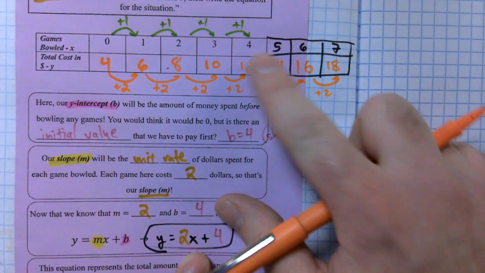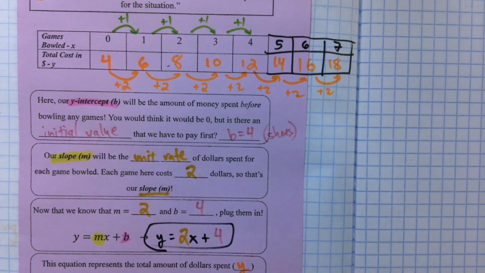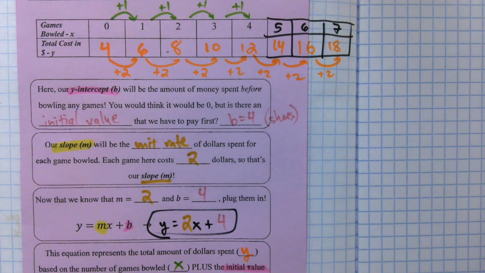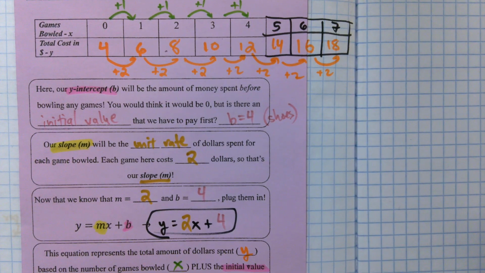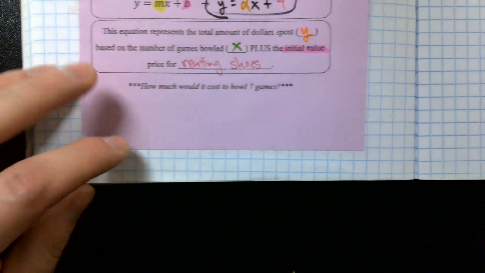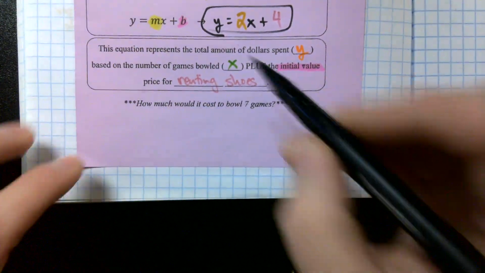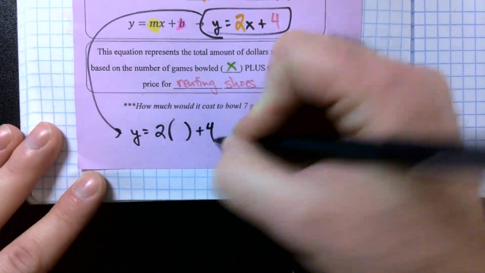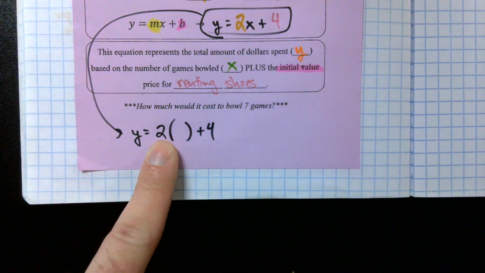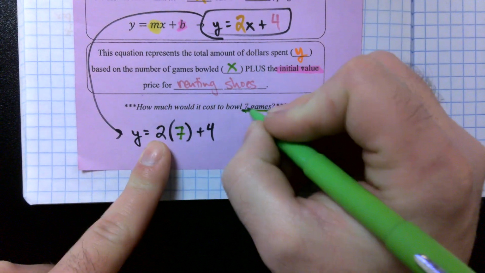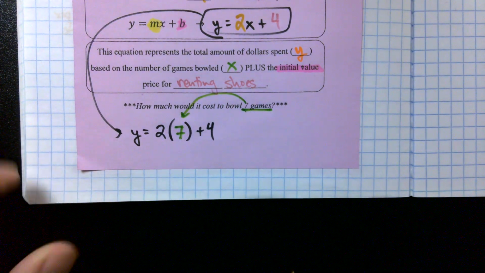That's one way to do it. If you want to do it that way, that's great. But if I had asked you, what's the cost of bowling 100 games, it might be a little bit tricky because I'd have to make 100 columns, and I don't have enough space for that. So what's an easier way to do it? Well, I have this nice little equation here. Let's take that equation and replace the letter X with my number of games. 7 games. I'm going to plug that right in for X.